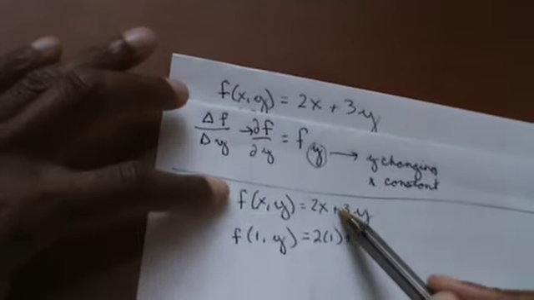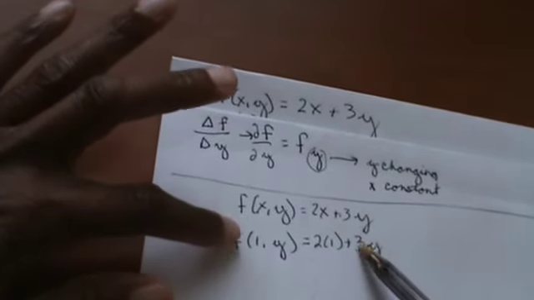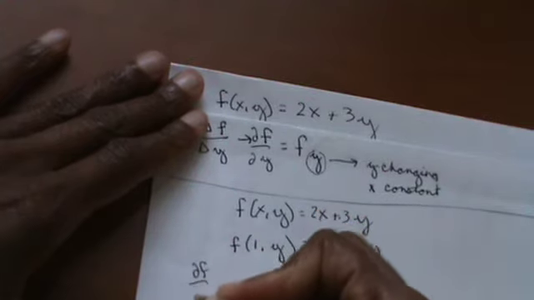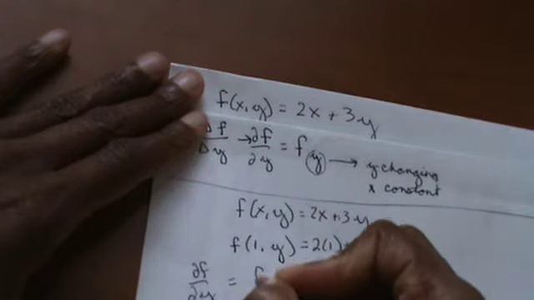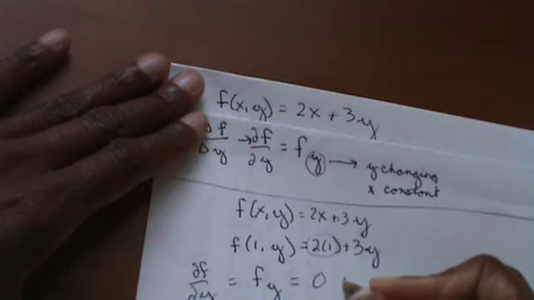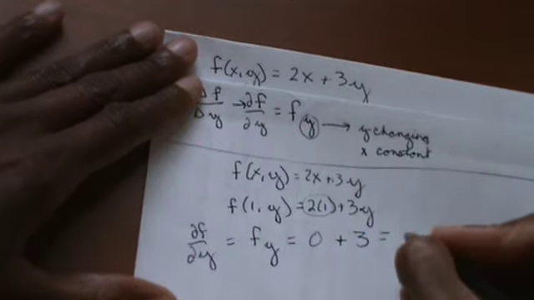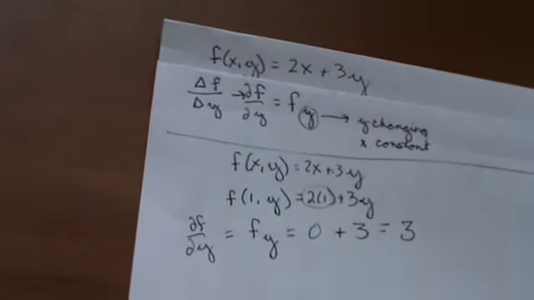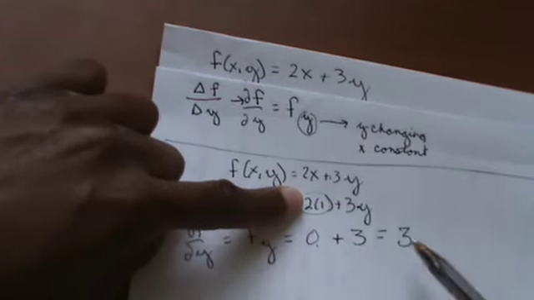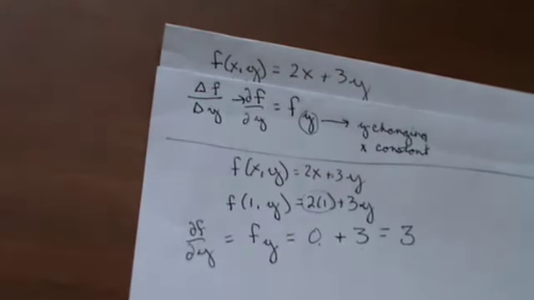So if I take the derivative of this one, it should be exactly the same as the derivative of that. So then df dy, or shorthand f sub y, equals the derivative of 2 is 0 plus the derivative of 3y is 3. So your answer should simply just be 3. I'll say that again. The derivative of 2 is 0, derivative of 3y is 3. So when you combine those, your answer should be 3.